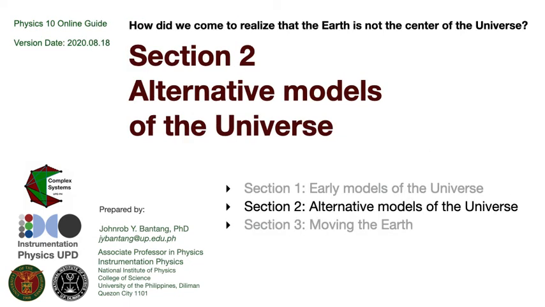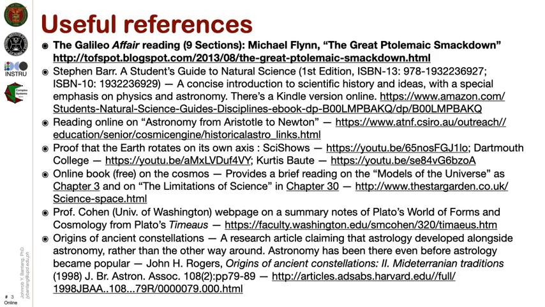In the previous material, we discussed the early models of the universe and correlated them to the philosophical position of the early Greeks. We ended with the most accurate and philosophically consistent model of the universe, a geocentric model. This model, the Ptolemaic system, persisted for more than 1,400 years. In this section, we shall discuss the alternative models of the universe that arose due to many considerations, including simplicity and accuracy. Here are the main references for this part of the module.